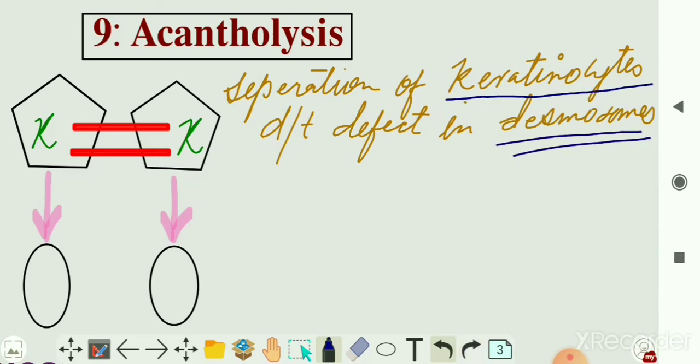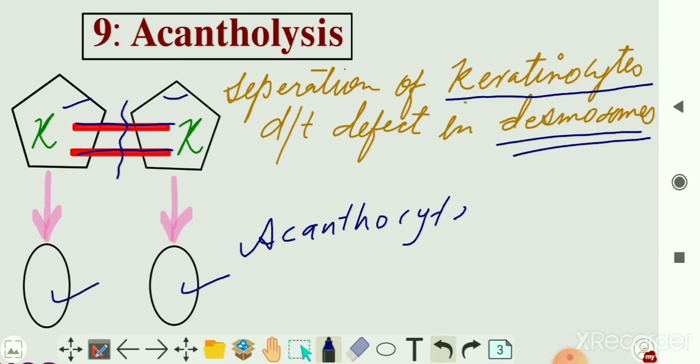Here you can see two keratinocytes, and between two keratinocytes there are desmosomes. If there is any damage or any defect in these desmosomes or desmosomal proteins, that leads to separation of two keratinocytes. Here you can see the separated keratinocytes, and the separated keratinocytes are known as acanthocytes, which are also known as acantholytic cells.